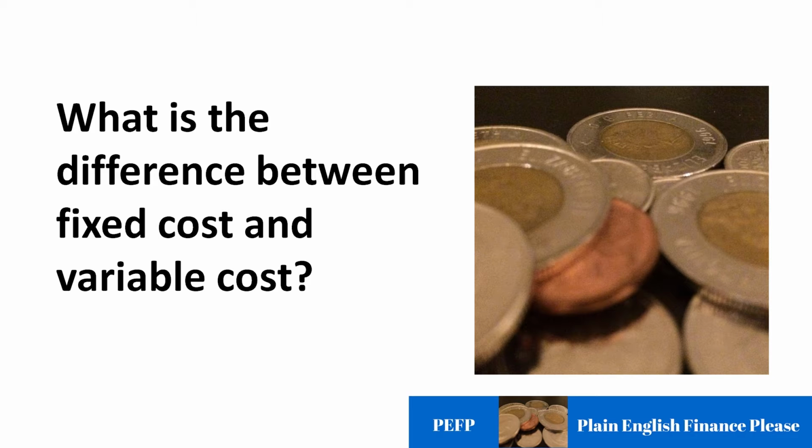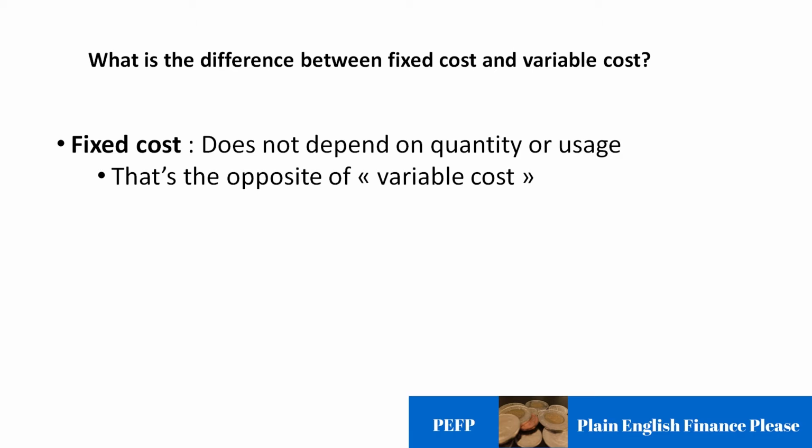What is the difference between fixed cost and variable cost? A fixed cost is a cost that does not depend on the quantity or usage. Okay, but what does that mean? Well, it means that it is a cost that will remain the same over a certain period, no matter what the related quantity will be.